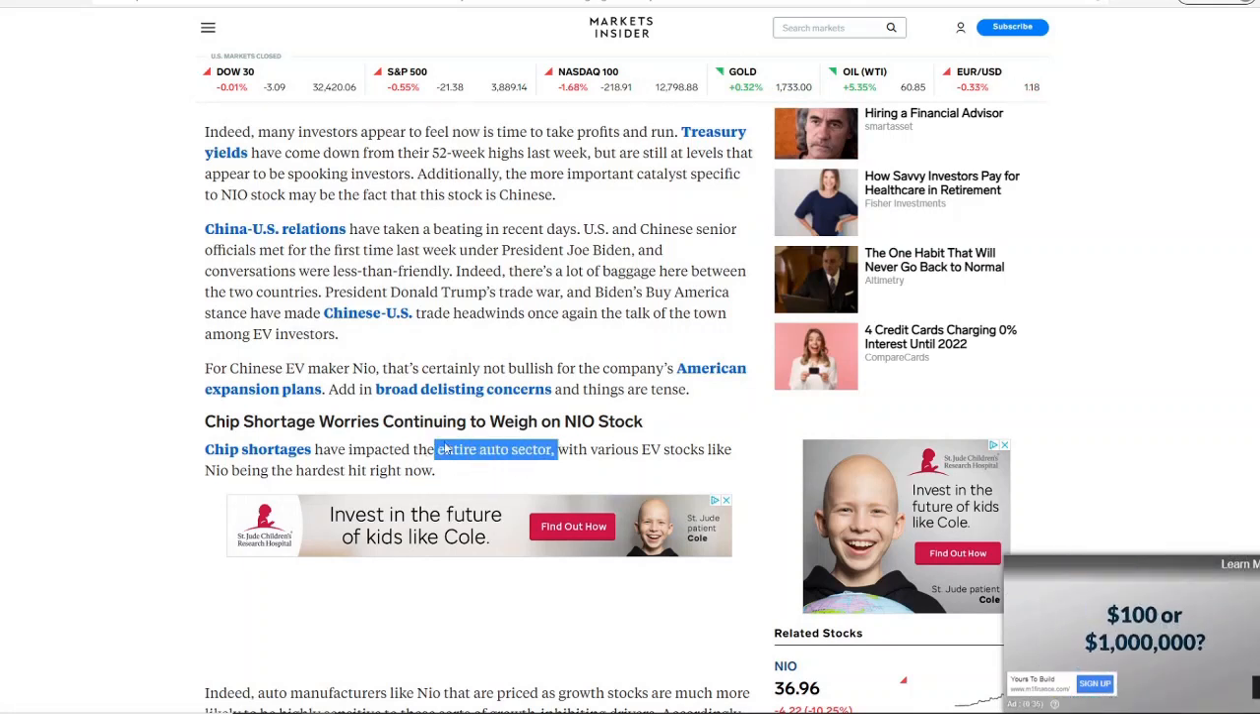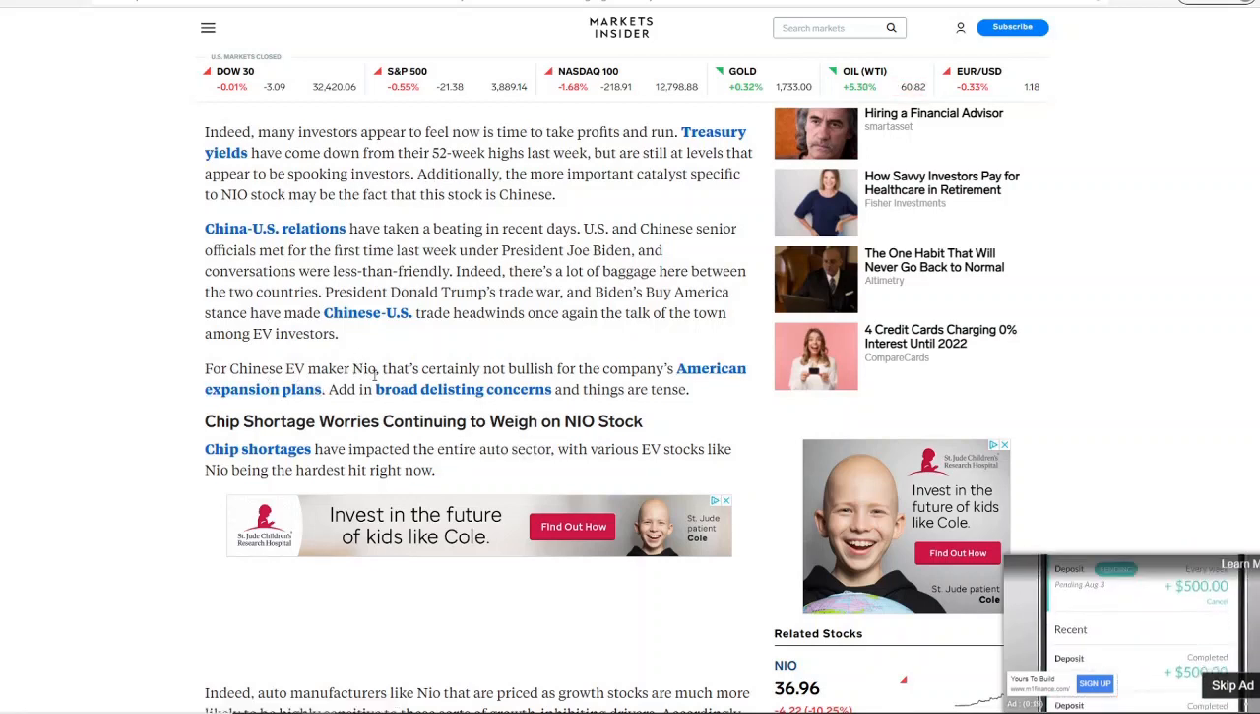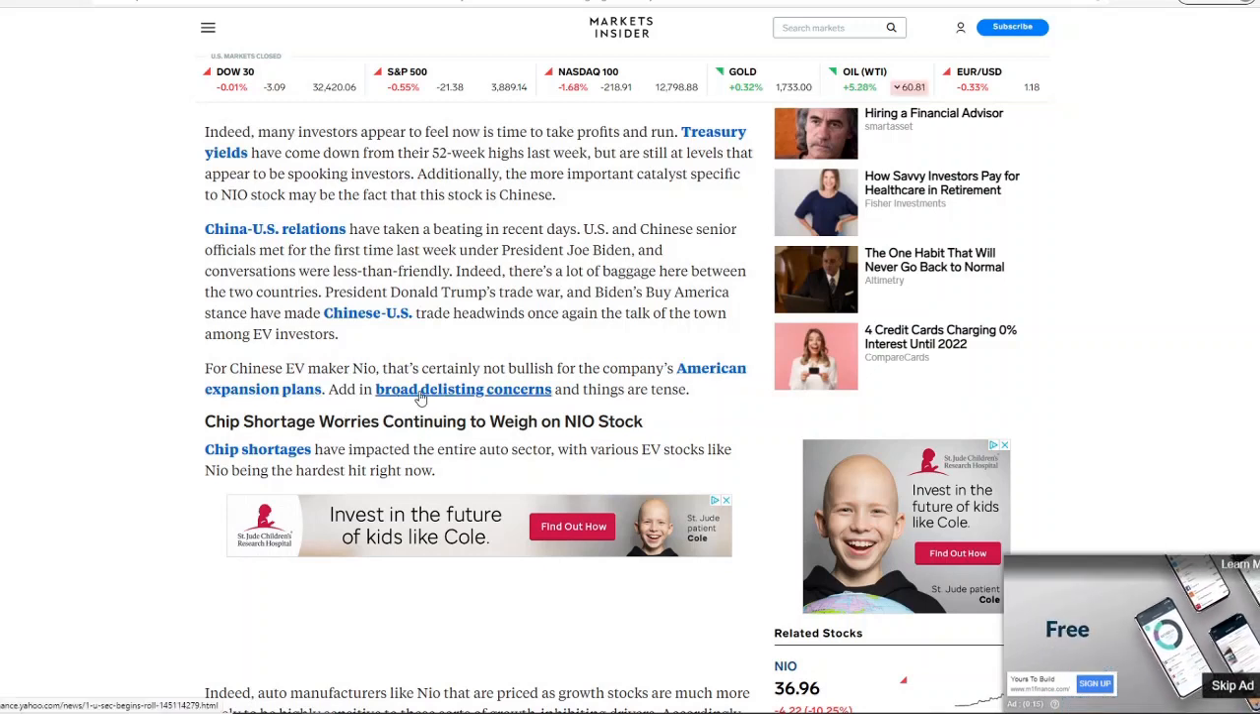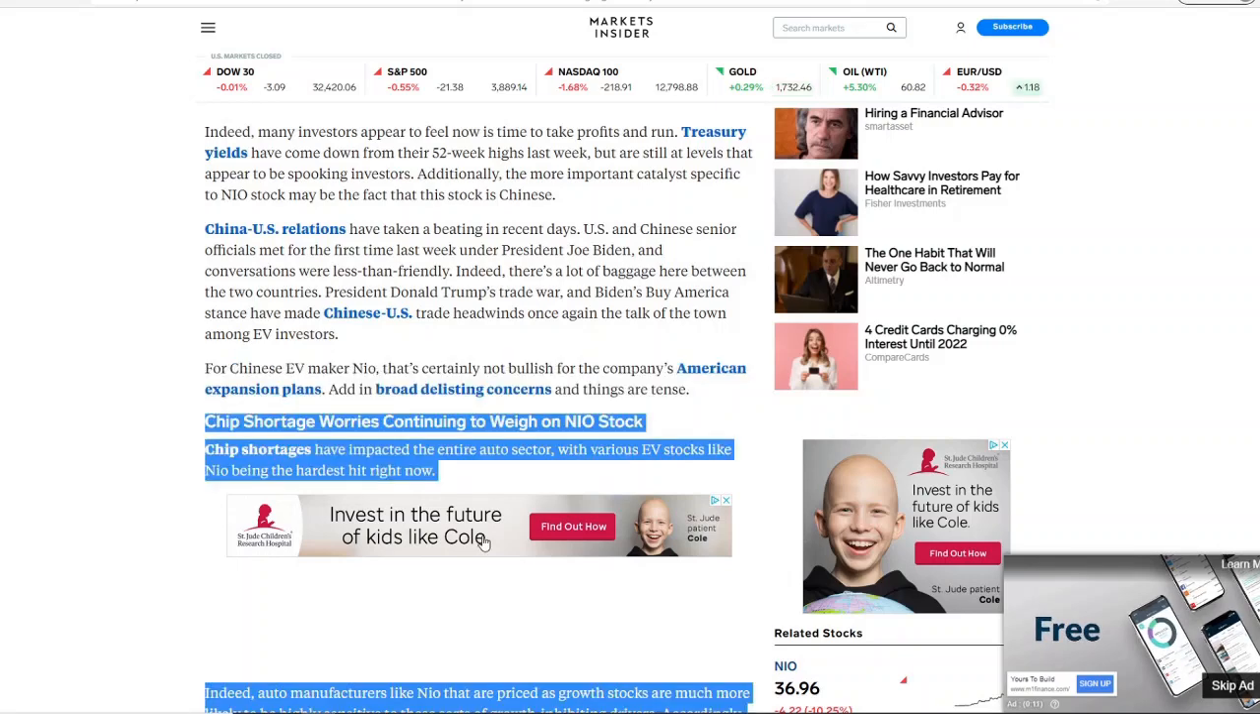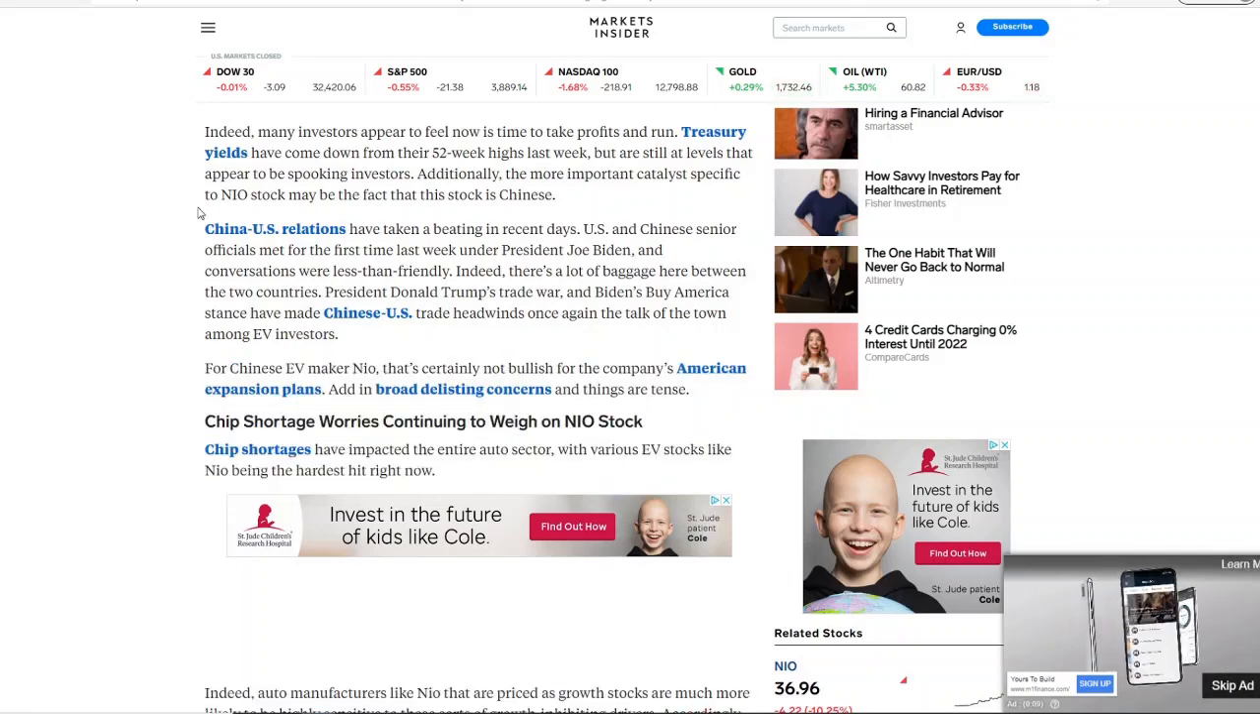So out of these three situations, two of them are happening universally in the market. And this one's universally in the entire auto sector. So chip shortages, we can get past. Treasury yields, we can get past. Now, for Chinese EV maker NIO, that's certainly not bullish for the company's American expansion plans. Add in broad delisting concerns and things are tense. This is all fear, right? Based off of this right here.